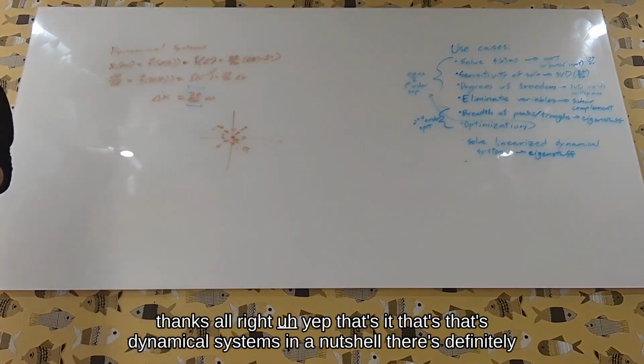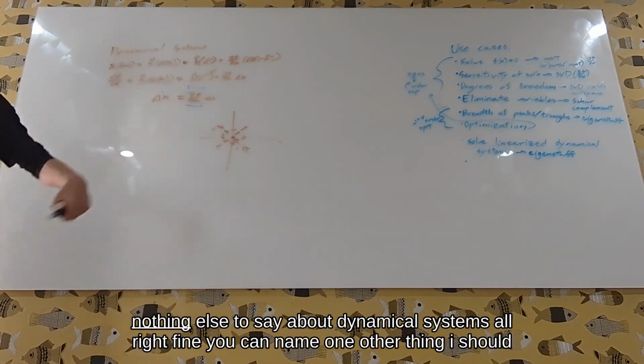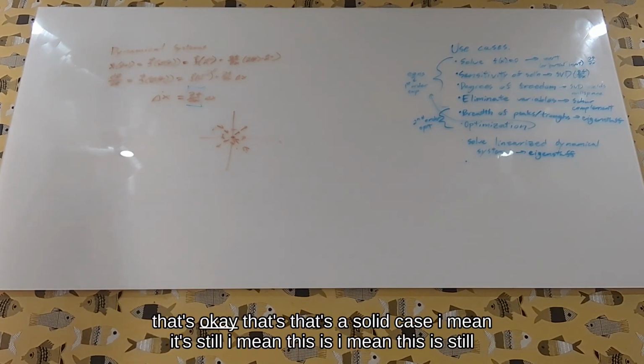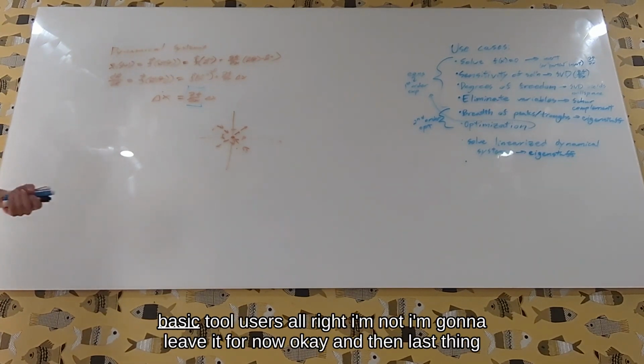All right. Yep, that's it. That's dynamical systems in a nutshell. There's definitely nothing else to say about dynamical systems. All right, fine. You can name one other thing I should put on the list. I mean, bifurcation theory is pretty cool, although it's not linearized. That's okay. That's a solid case. I mean, it's still higher rank. I mean, this is still the basic tool you use. All right, I'm going to leave it for now.